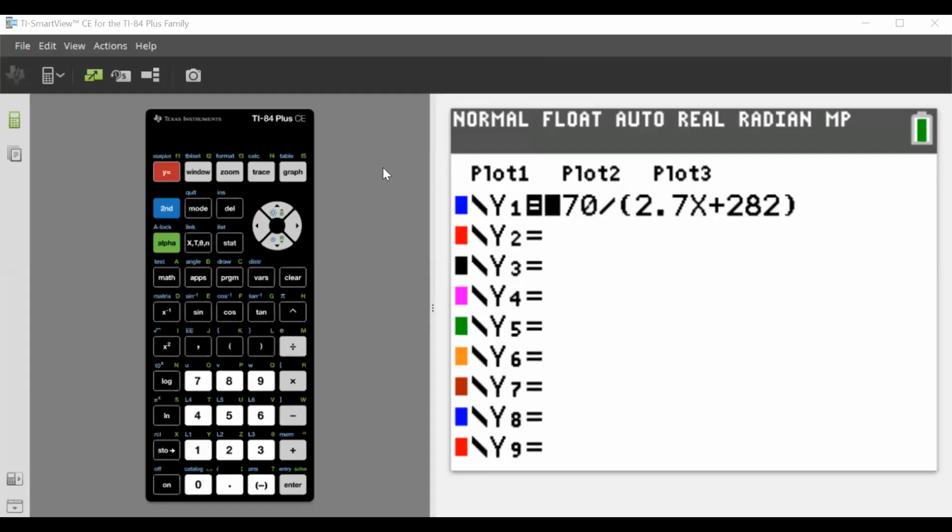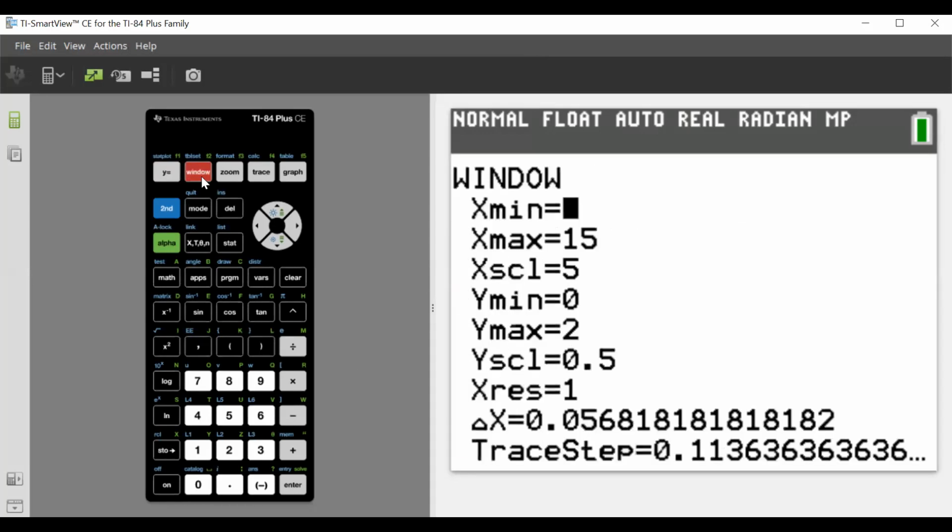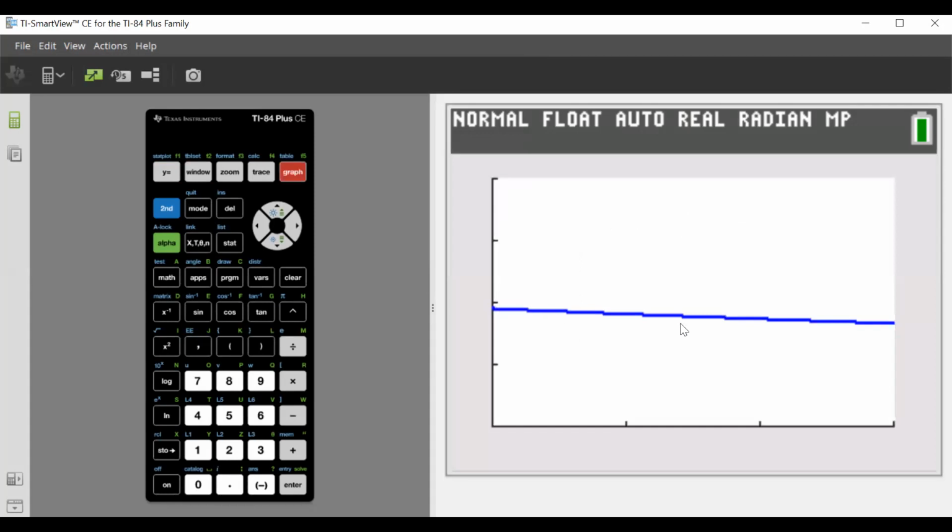All right, so going over to our graphing calculator, I have typed in our equation: 270 divided by 2.7x plus 282. For my window, I'm going to set x from 0 to 15, because we know it's 0 to 12, so I'll go a little bit further, by 5. And then for y, I'm just going to guess 0 to 2, going by half. So if we do that, this is what our graph looks like.